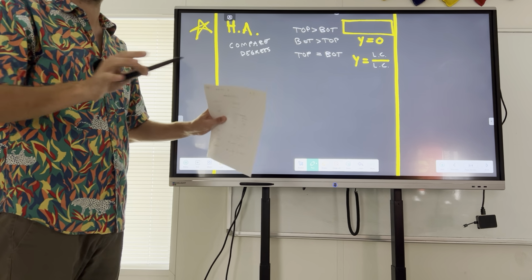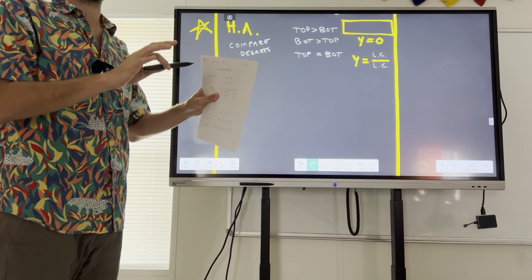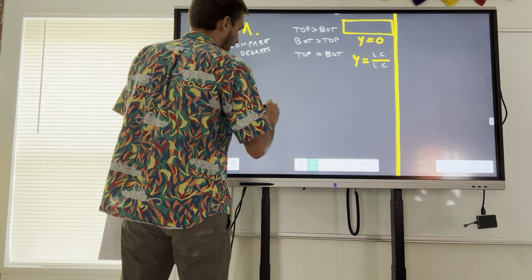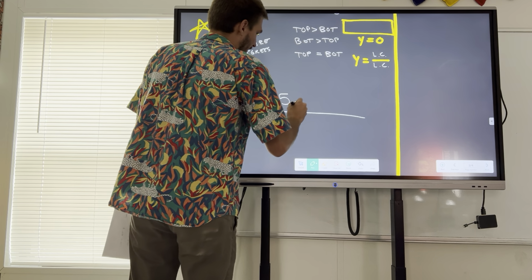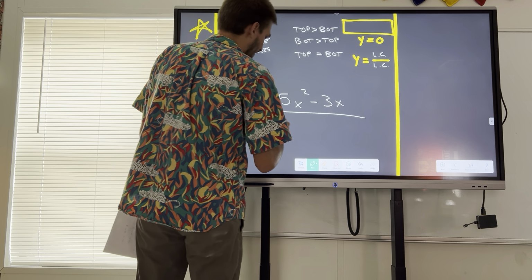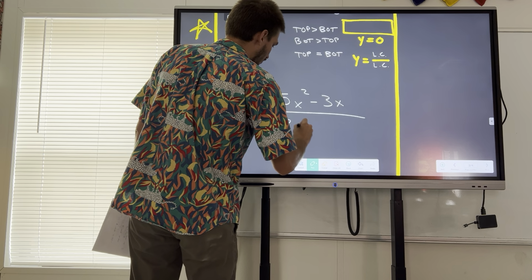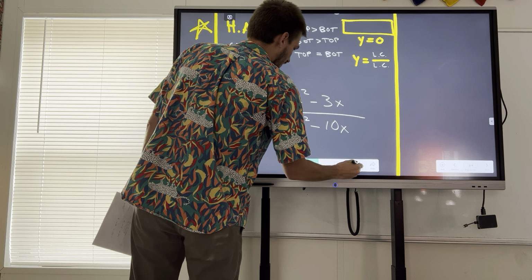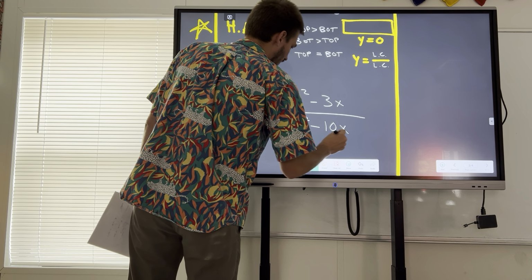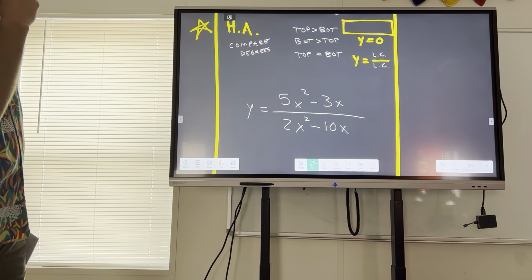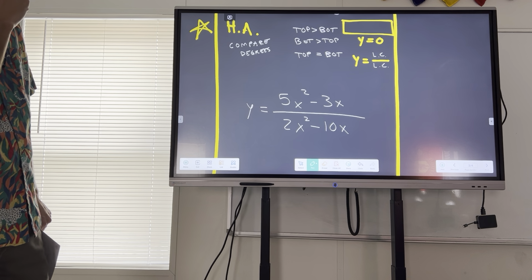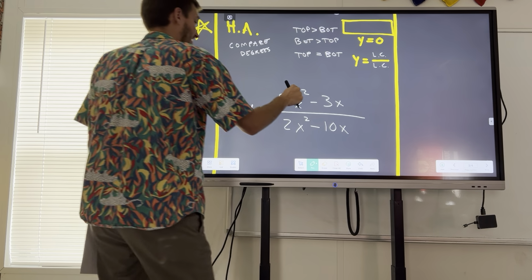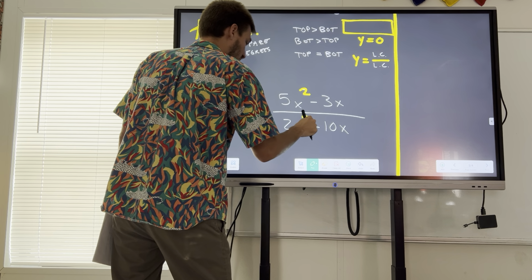Now already we've just dove pretty deep in terms of vocab words I'm throwing out without explaining too much. So let me give you an example here. If it's y = (5x^2 - 3x) over (2x^2 - 10x), what would the horizontal asymptote be? So look at the degree. 2, 2.